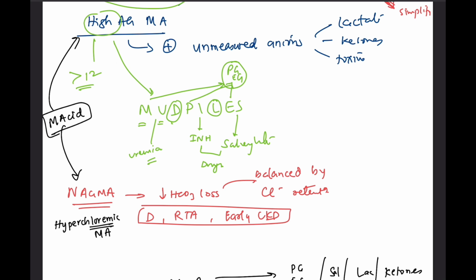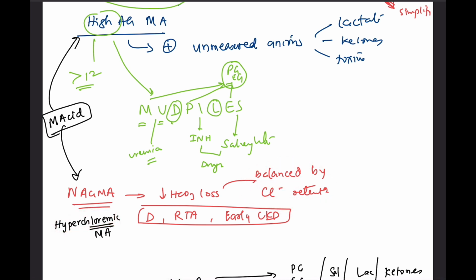So why is this called hyperchloremic? Because the loss of bicarbonate is compensated or balanced by chloride retention, right? That is why there is more chloride in the body. That is why it is called hyperchloremic metabolic acidosis.